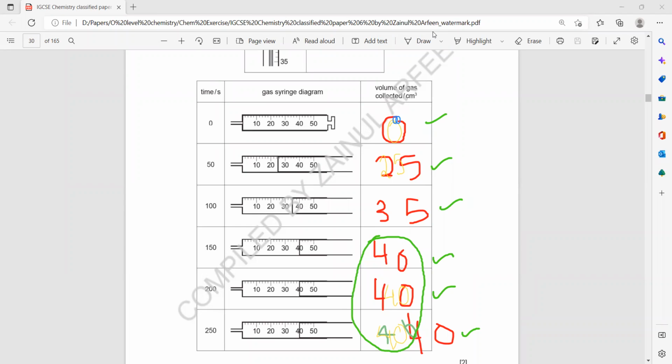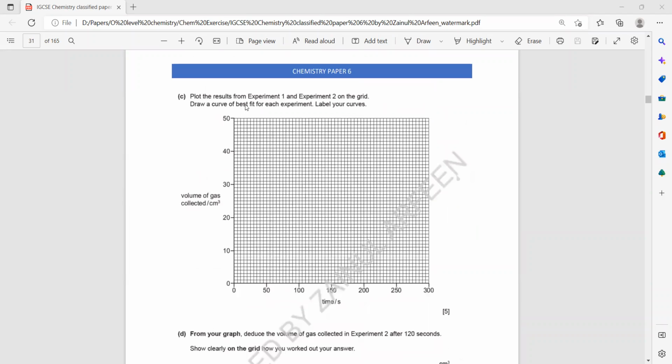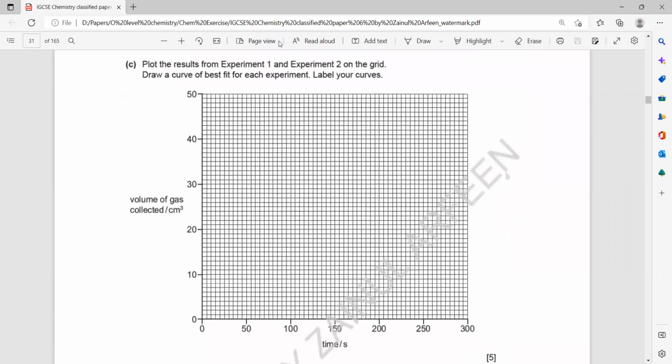The next part, we have to plot a graph. Plot the results of experiment 1 and 2 on the grid. I will write the values first, the volume of the gas collected and the time. For experiment 1 and experiment 2, I will write them simultaneously.